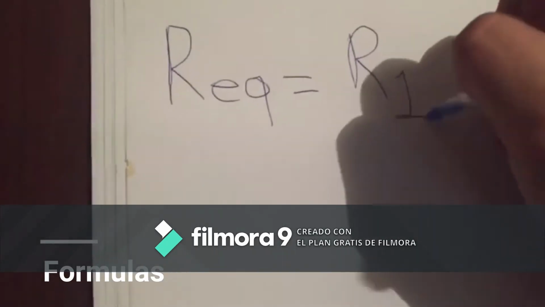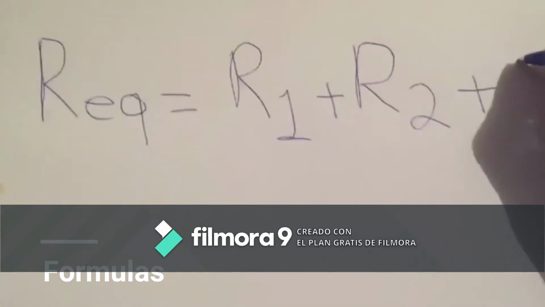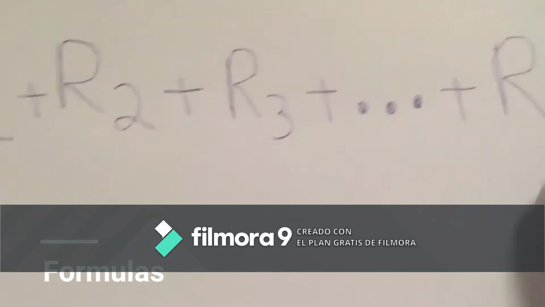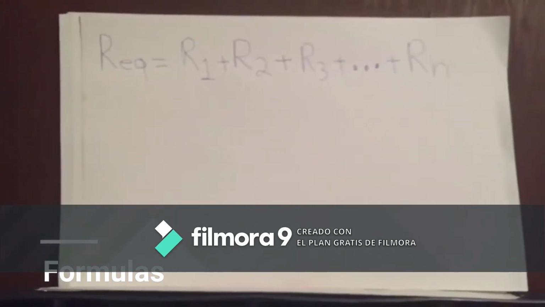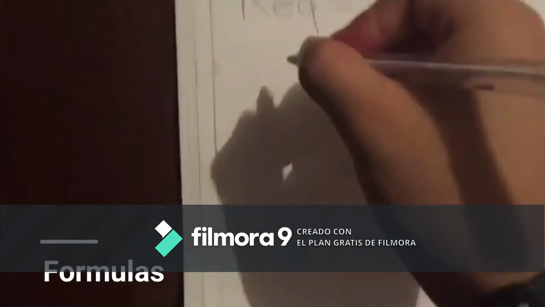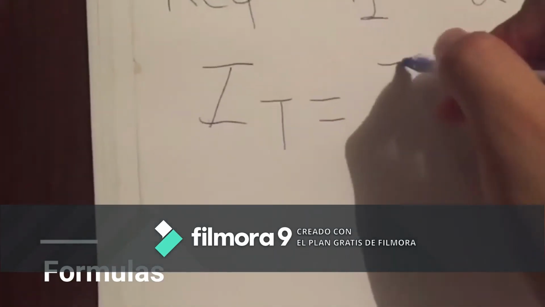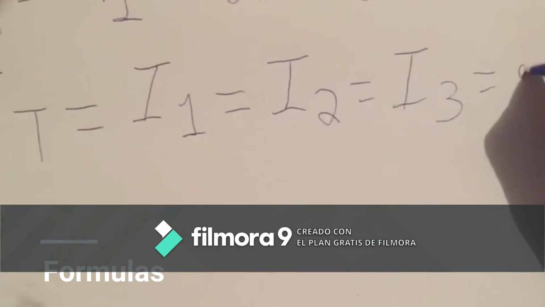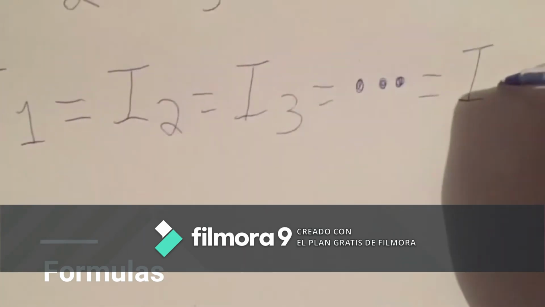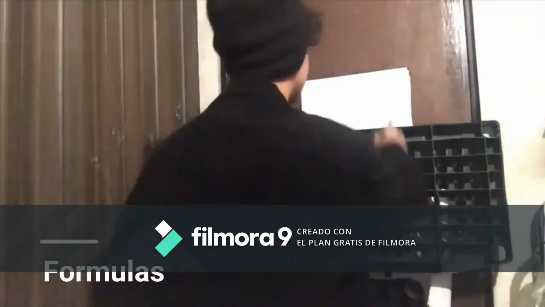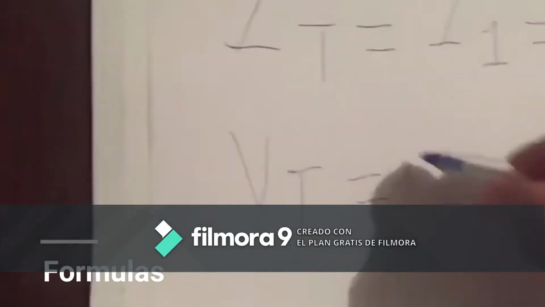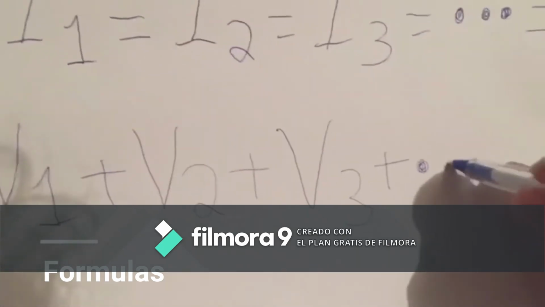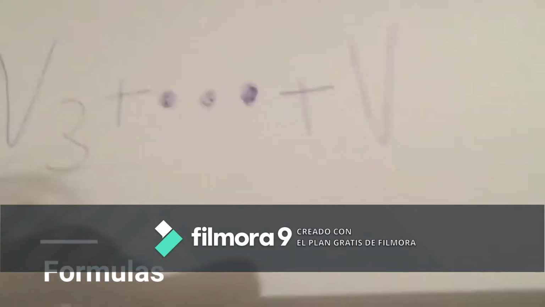The equivalent resistance is equal to the sum of the resistances that form the circuit. The current in each one of the resistors is the same for all and equal to the current that circulates through the circuit. The overall voltage or difference of potential is equal to the sum of the voltages of each resistance.